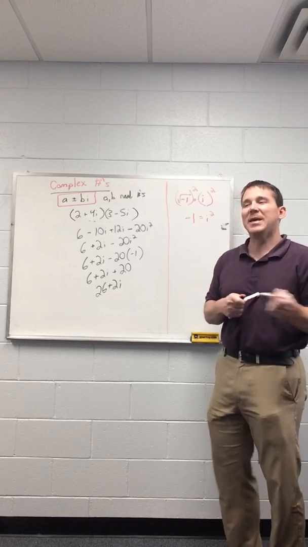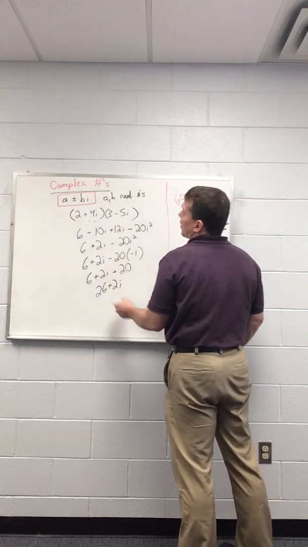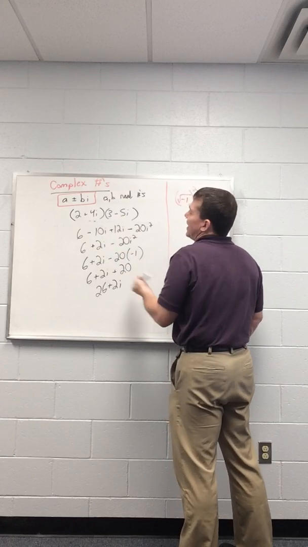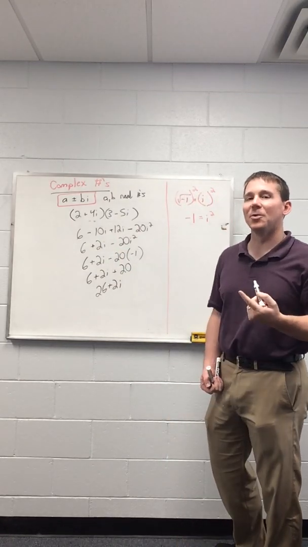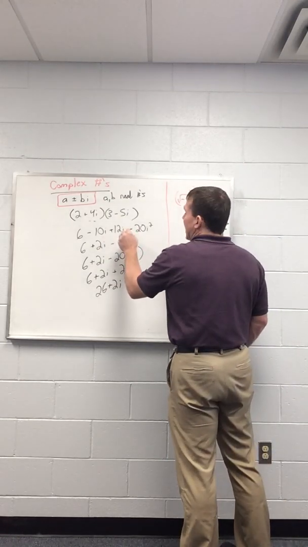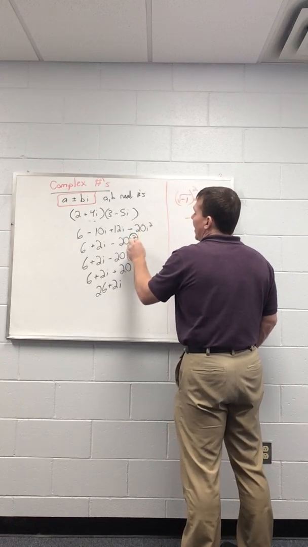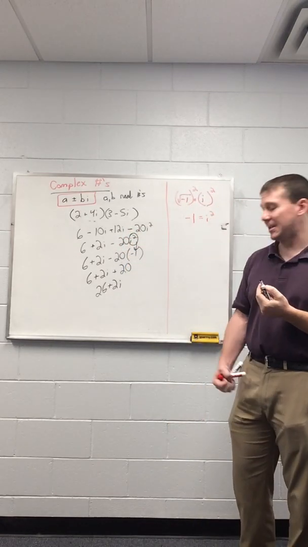So just be aware, if you want to multiply complex numbers, just FOIL. It is no different than the foiling we've been doing, except that at the end you get this i squared term, and then you just replace i squared with -1 and simplify from there.